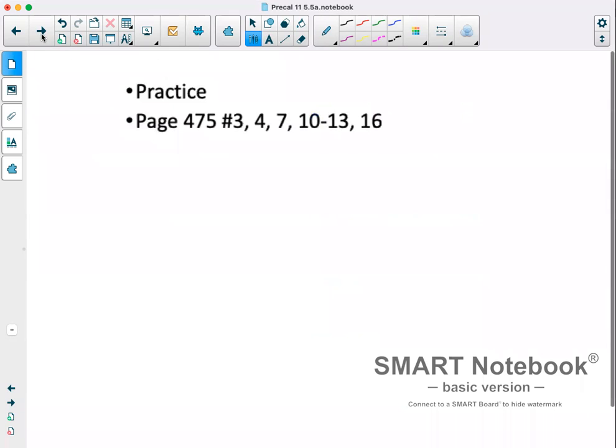Now, practice for this section can be found on page 475.